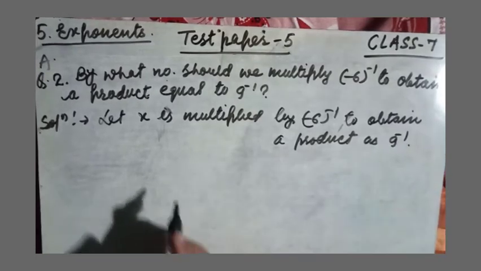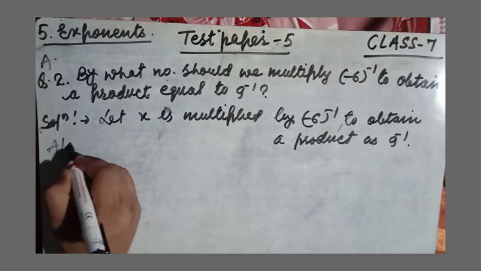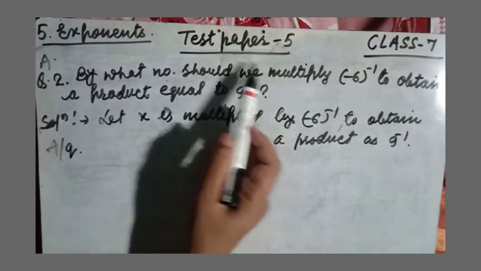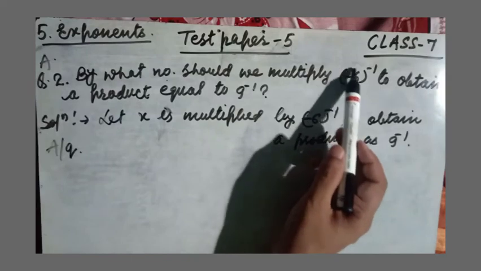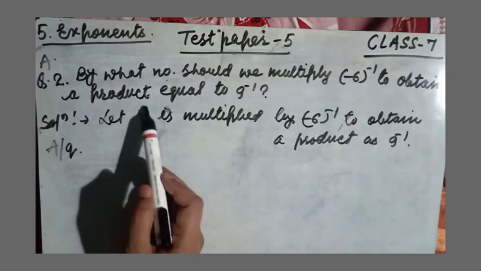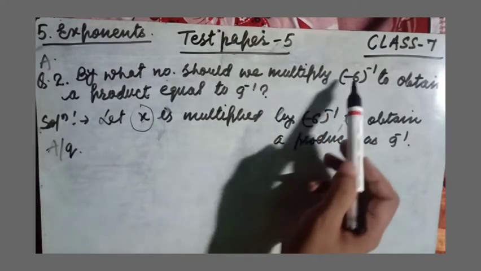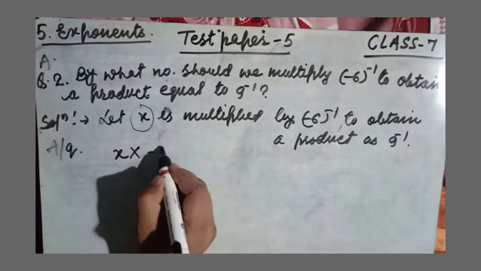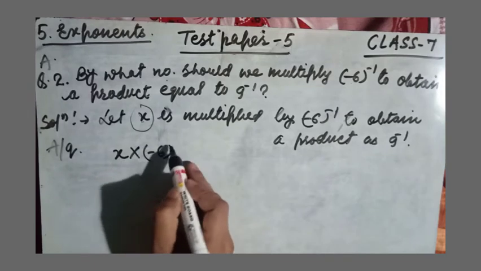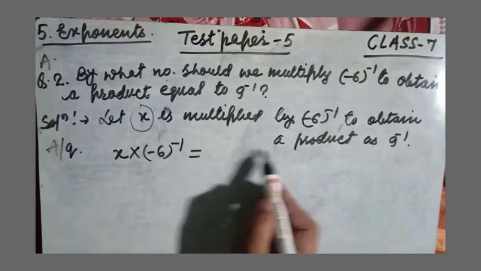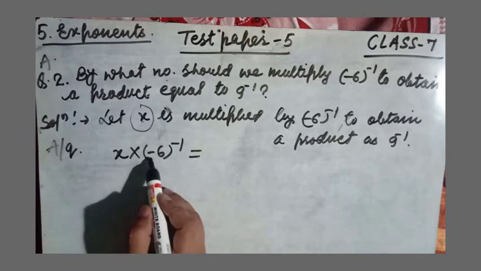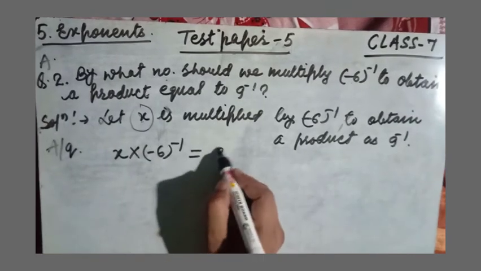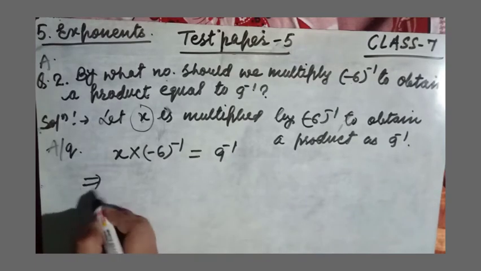According to the question, the equation becomes: by what number should it be multiplied? That means the question is asking by how much it should be multiplied. Suppose the supposition is x is multiplied by this number. Now according to the question, x is multiplied by minus 6 raised to the power minus 1 to obtain a product, which equals 9 raised to power minus 1. Okay, now find the value of x.